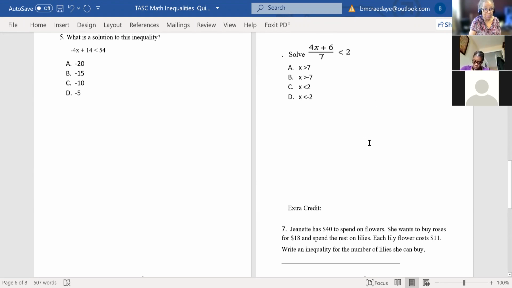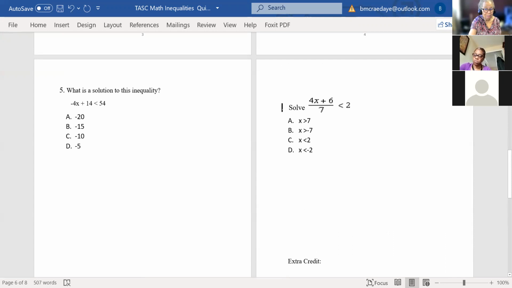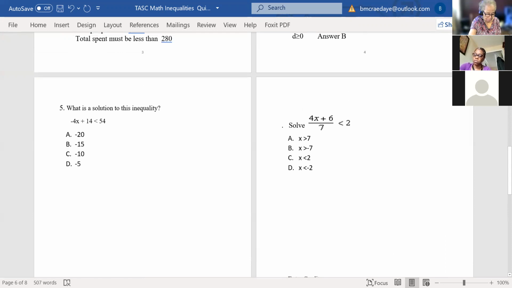Maureen, you did that one? No, because they had a 7 on it. They thought it was just 4x plus 6 is less than 2. I didn't see the 7 in mine. You didn't see the 7? Nah. This is number 6.